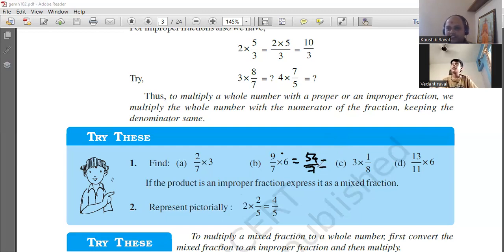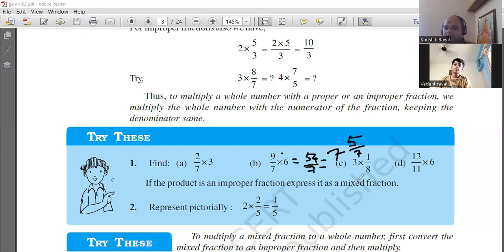What is 7 sevens? 49, 7 eights are 56. So we cannot use 7 eights, right? 7 sevens are 49. Now 54 minus 49, what will be the answer? 5. Correct. So 7 whole and 5/7. That will be your answer.